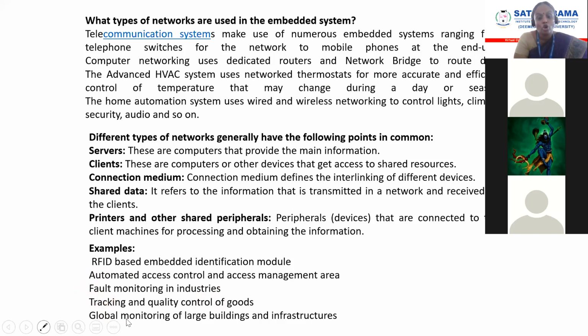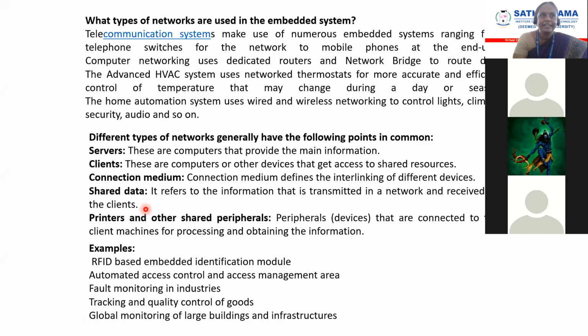They are also talking about global monitoring of large buildings. When you go to any malls or secured places, they will note down how long you are staying. Your vehicle will be identified through your number plate, each and everything. So networking now means not only server and client, not only sharing data, connecting, or printing information. It is through embedded systems also that we do networking.